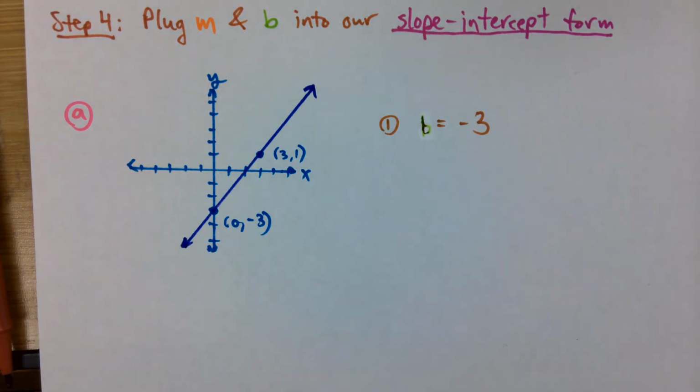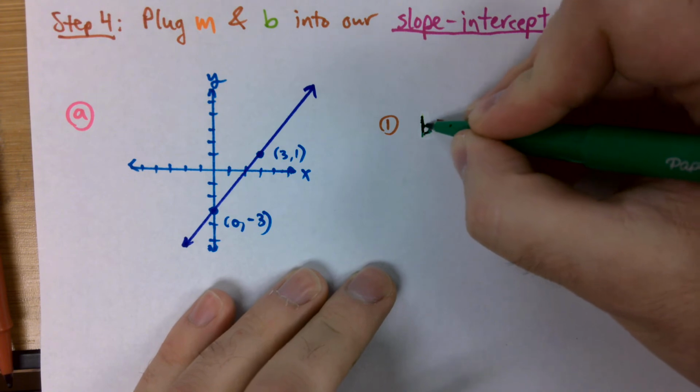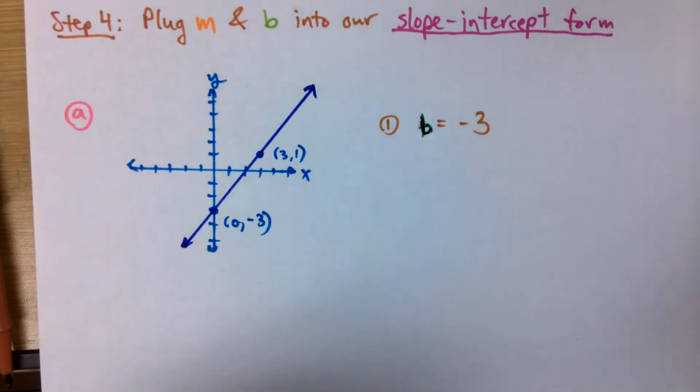It's extremely hard to write on whiteboard. I just made it look worse. Okay, there. That's a b. Okay, b equals -3.